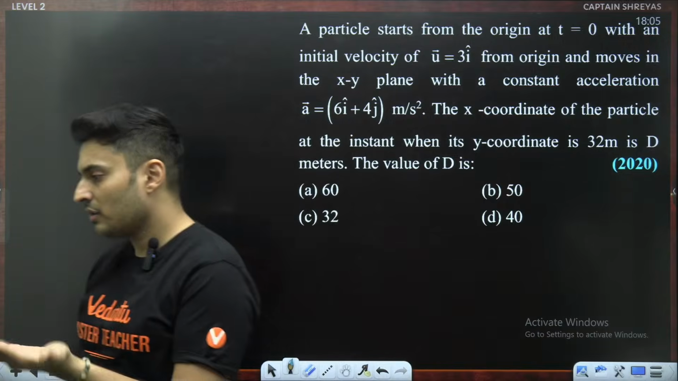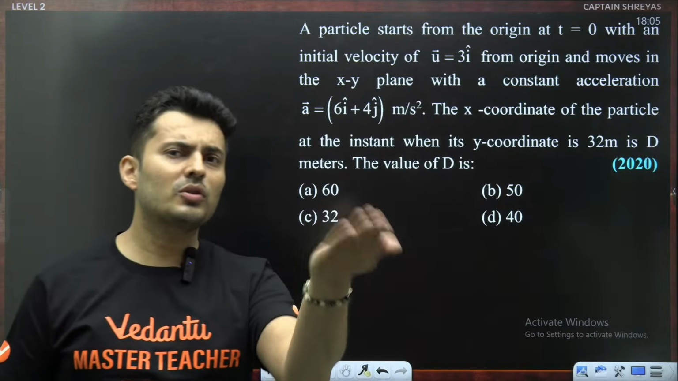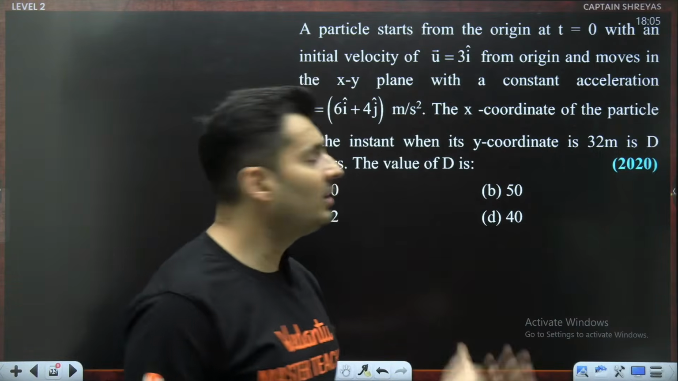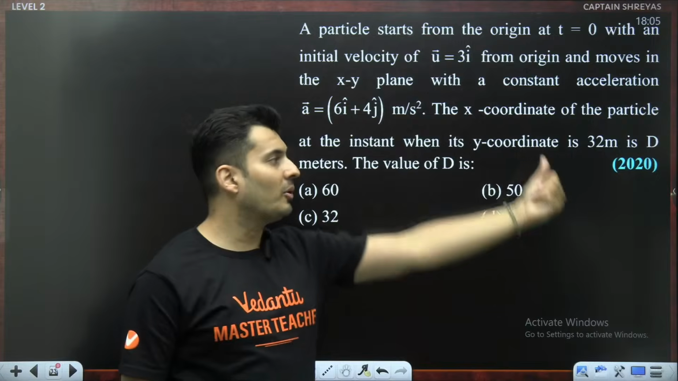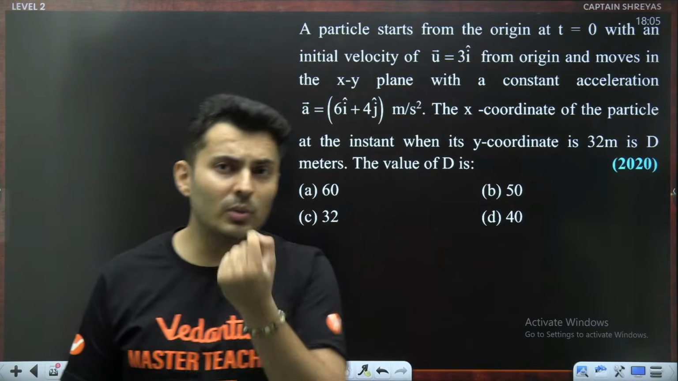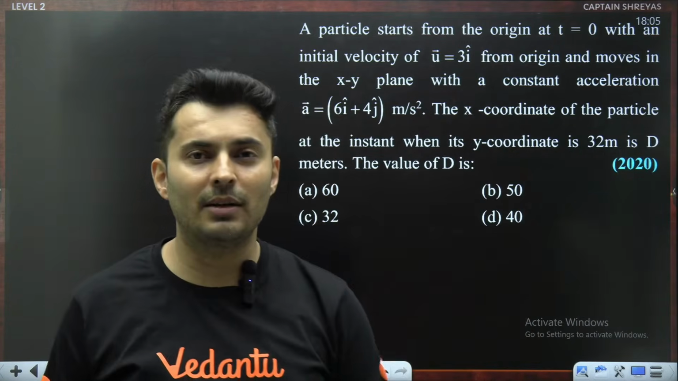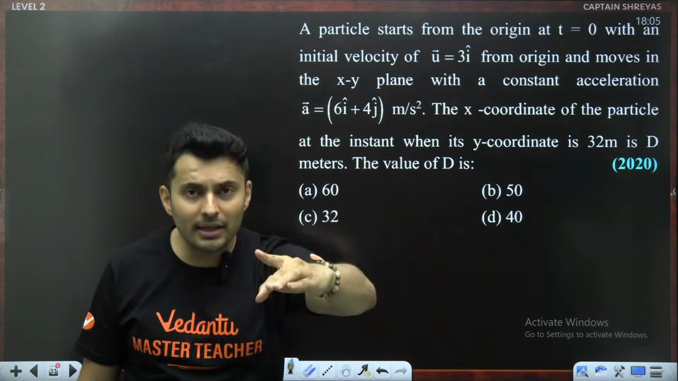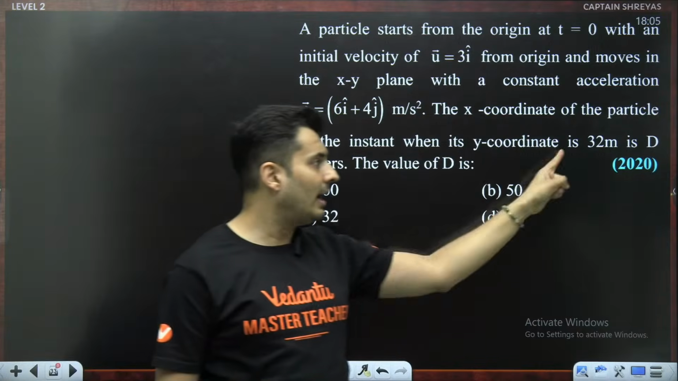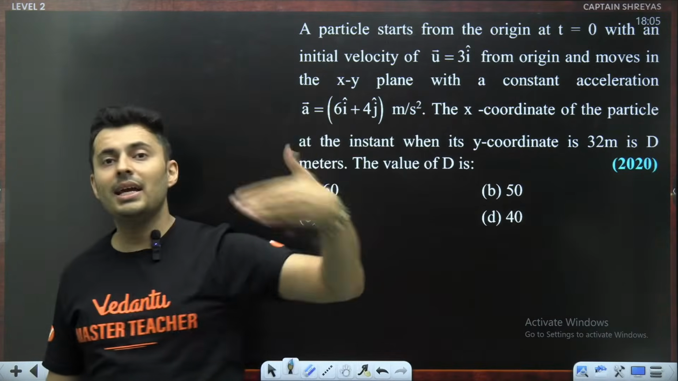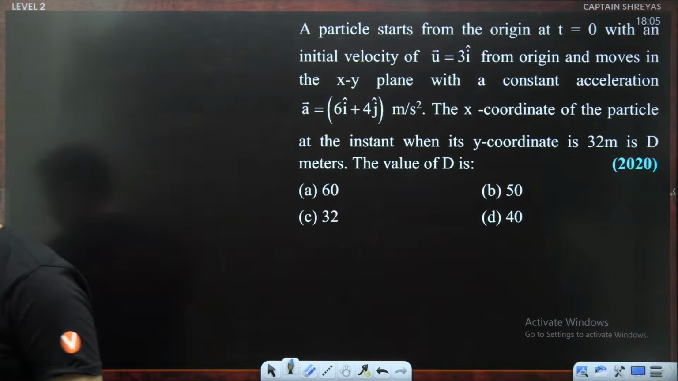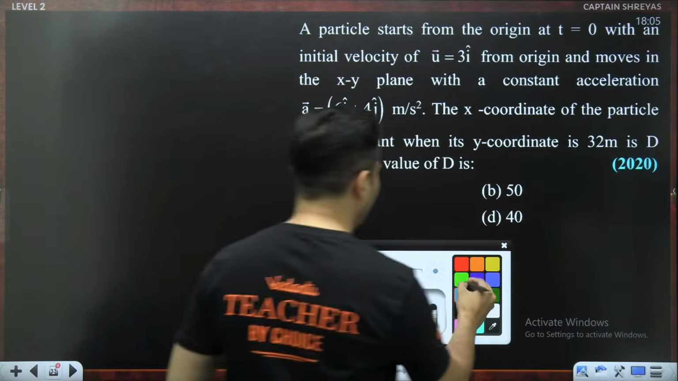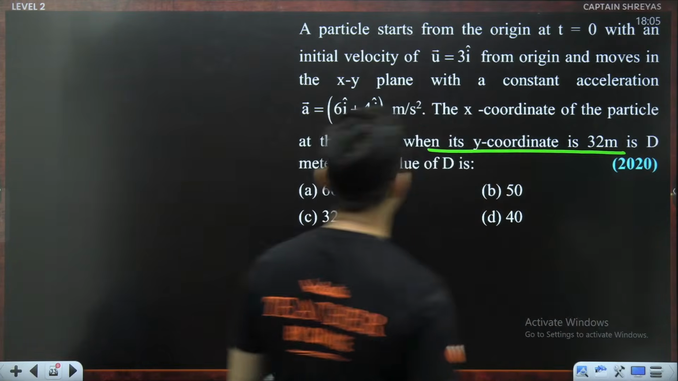So first, will you solve for x or will you solve for y? Think about it logically. You don't even know when the y coordinate is 32. If I knew the time, I would have directly started with x, but there was no time mentioned in the problem. So in order to find the time, I will start with the y-axis, then I will go to the x-axis. Yes, we must first find the time. So let us start solving it for the y coordinate.